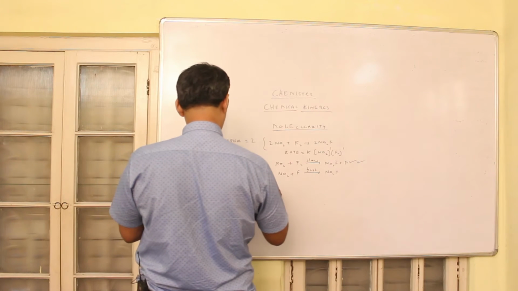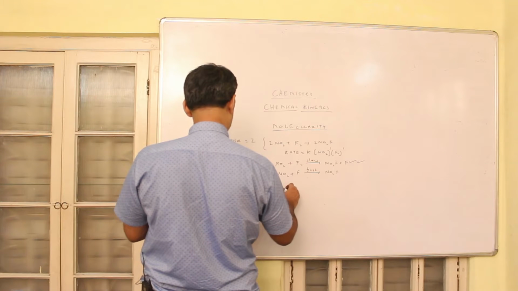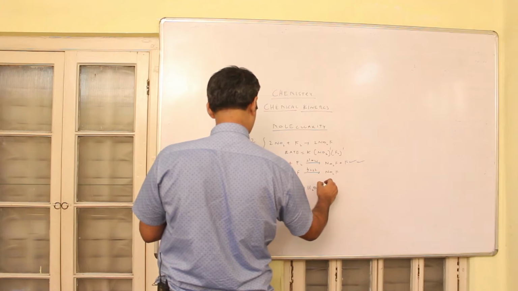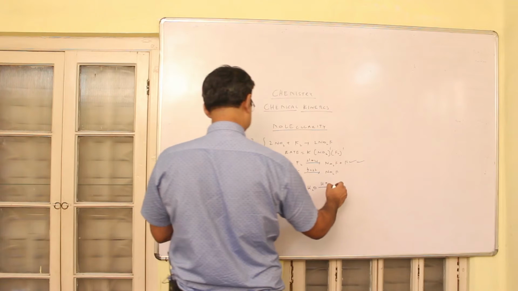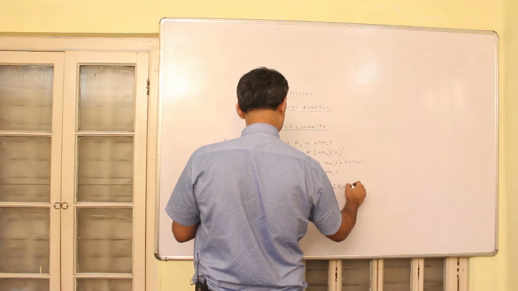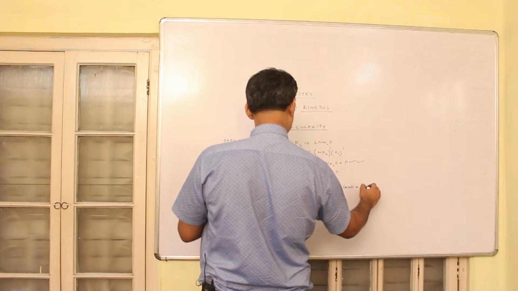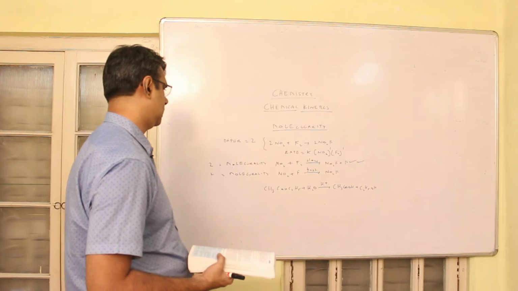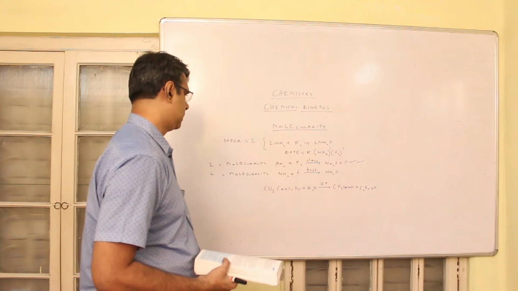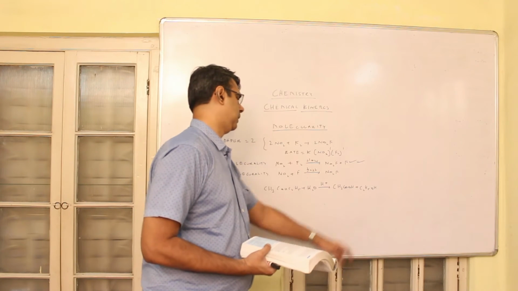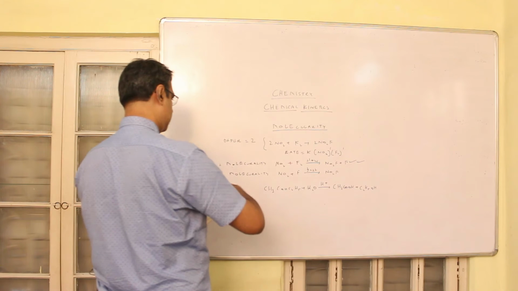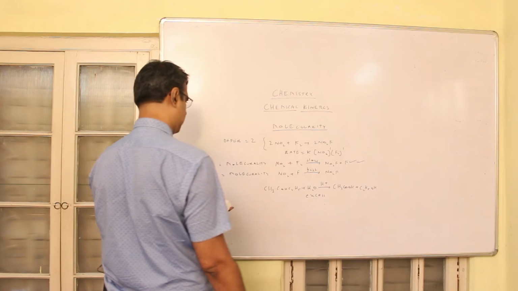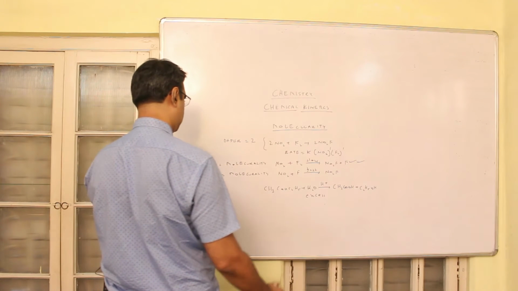Now there is a very important reaction known as hydrolysis of ester. This is an ester. On hydrolysis, it gives acid plus alcohol. Now, in this reaction, the water is considered to be in excess.